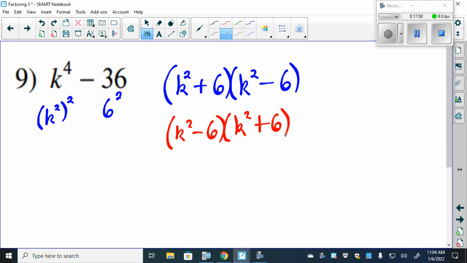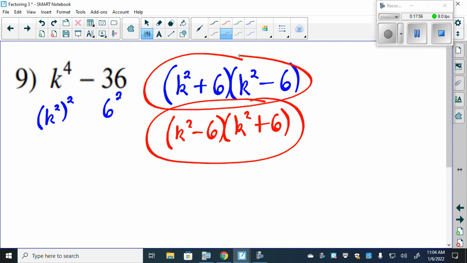Either one of these would be correct, because luckily with multiplication, order does not matter. We can multiply any two things in any order. So either one of these is the correct answer. Any questions on this here? And this here would be the correct answer because 6 is not a perfect square.